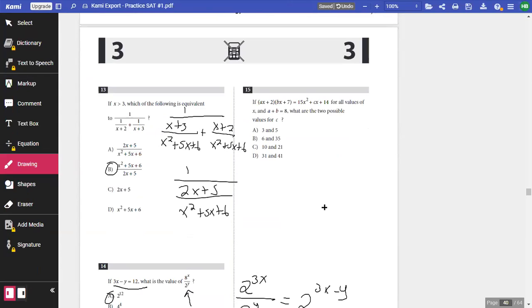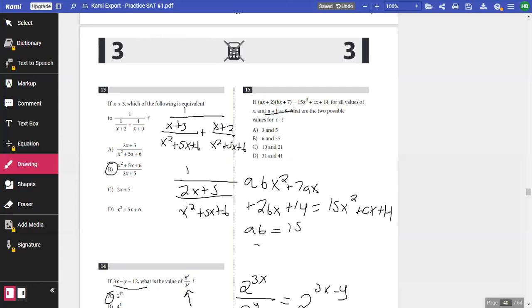Then for our last multiple choice question, to get this in the same form, because we have factored form on the left and standard form on the right, we can make it standard form by FOILing. So abx squared plus 7ax plus 2bx plus 14 equals 15x squared plus cx plus 14. Then let's start with the ones in front of the x squared, because they have the fewest variables. So we have AB equals 15. And we also know A plus B equals 8.